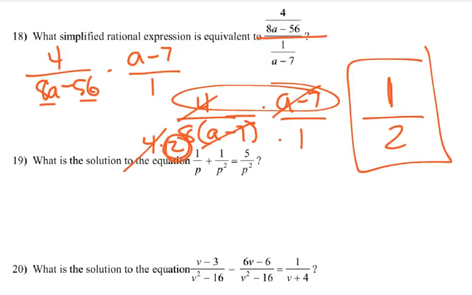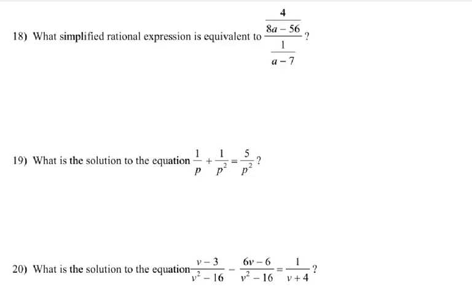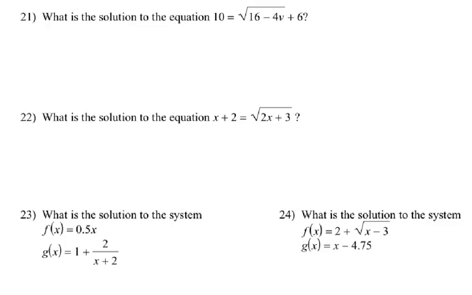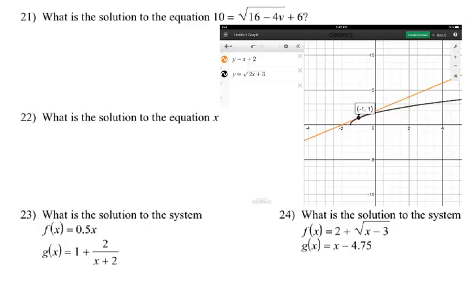Okay, now let's take a look at solving rationals 19, 20, and radicals 21, 22. Okay, 23 and 24 pretty simple. It's just a solution of the system, so what do we do? We graph it. So let's hurry and just knock those ones out. So for 24, that's not 24, hold on.